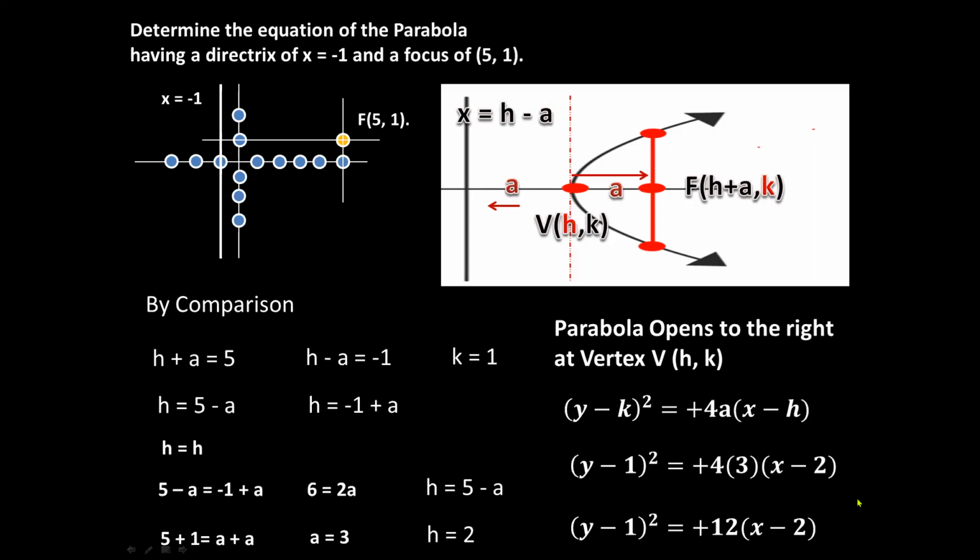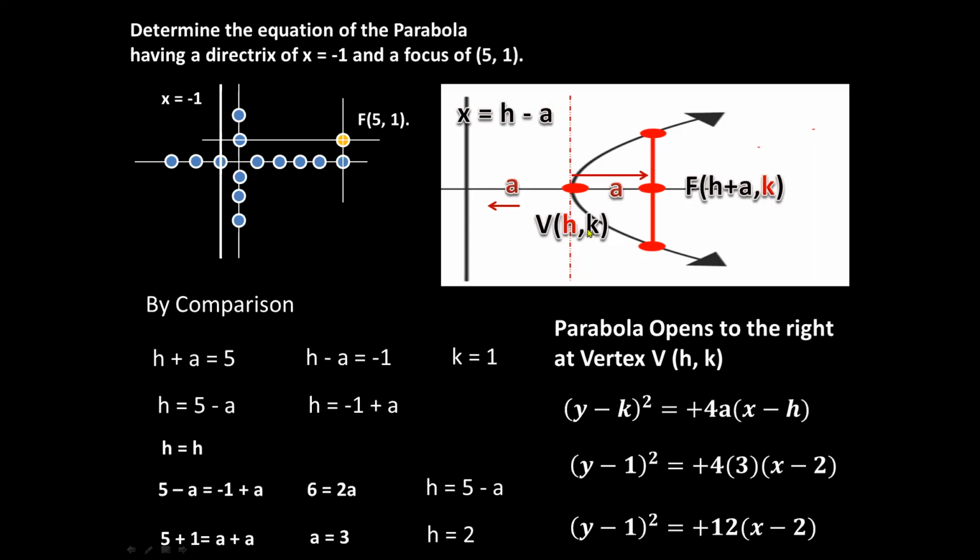The square of y minus 1 is equal to positive 12 times x minus 2. At yan ang ating final answer sa ating parabola. And then, pwede mo pang i-convert yan to general form. Depende kung anong itatanong sa problem. At least nahanap natin ang equation ng parabola natin given points.